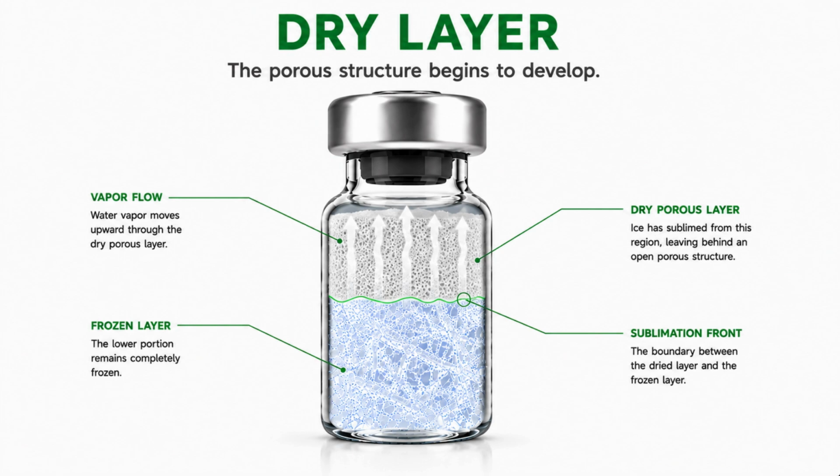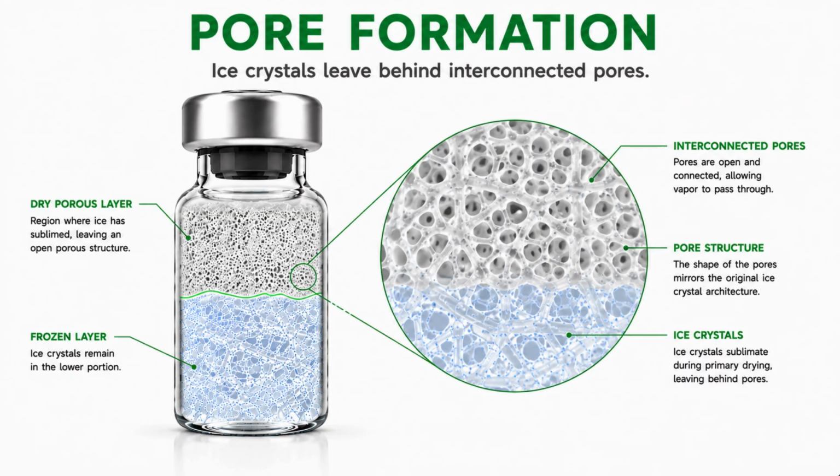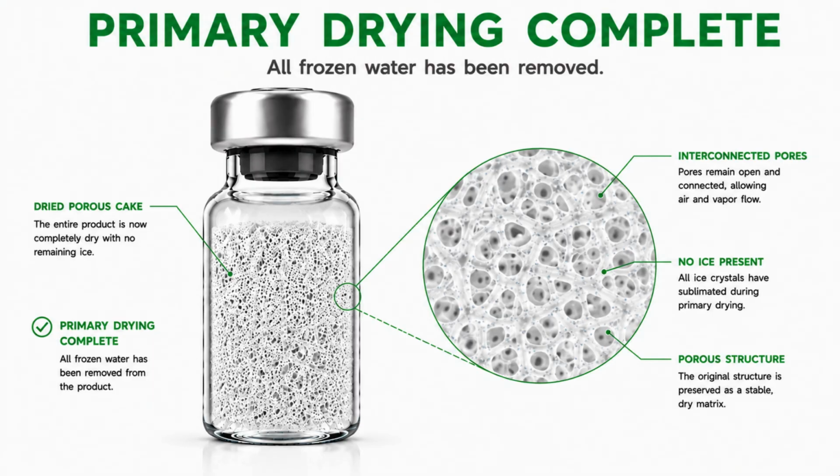Gradually, a dry, porous layer forms above the remaining frozen region. The boundary between the dry layer and the frozen layer slowly moves downward as more ice is removed. Eventually, all of the frozen water has been removed, leaving behind a highly porous solid structure. This porous network is one of the defining characteristics of a successfully lyophilized pharmaceutical product.